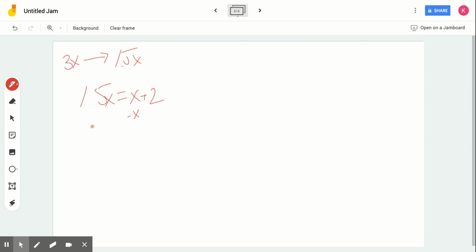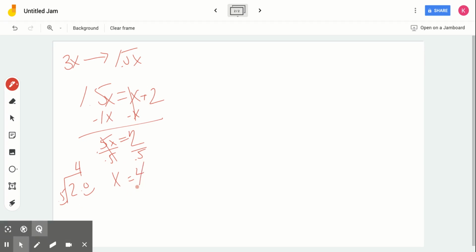Again, we can subtract x from both sides. So 1.5, remember the coefficient in front, if there's not one, is always a 1. It's called the imaginary 1. So 1.5x minus 1x is 0.5x is equal to 2. Divide by 0.5 on both sides. We're left with x equals 2 divided by 0.5. Again, move that decimal point out. 5 can go into 20 4 times. So x would be 4.